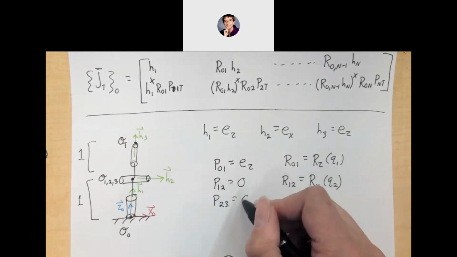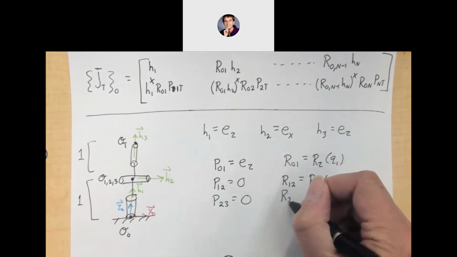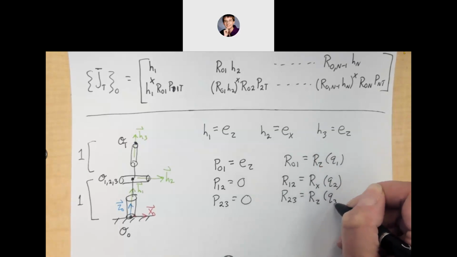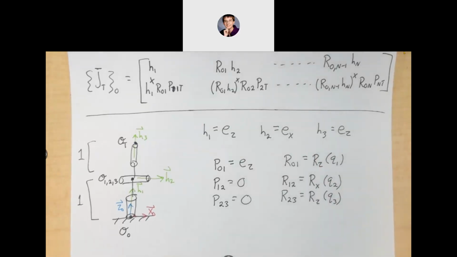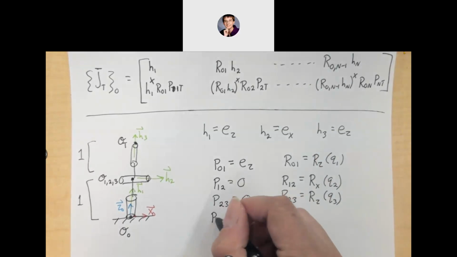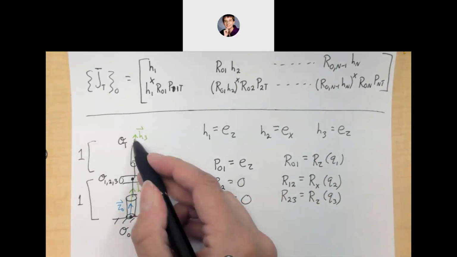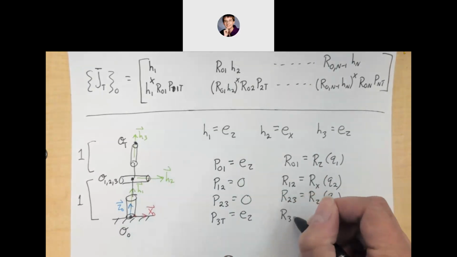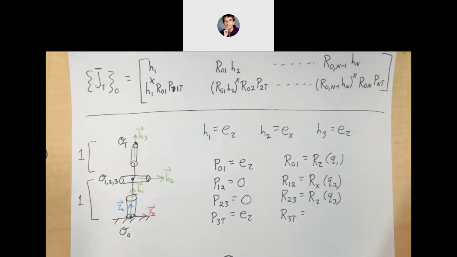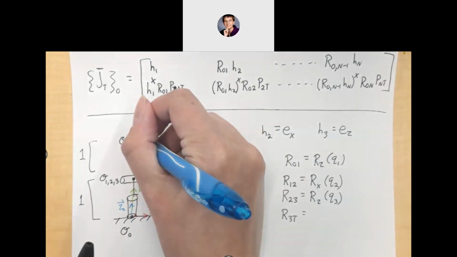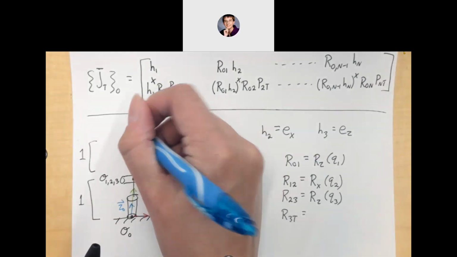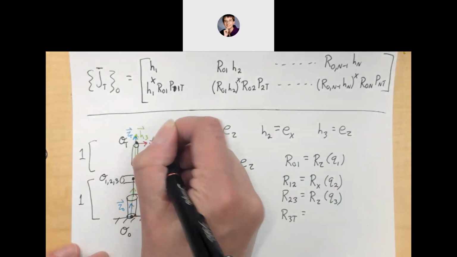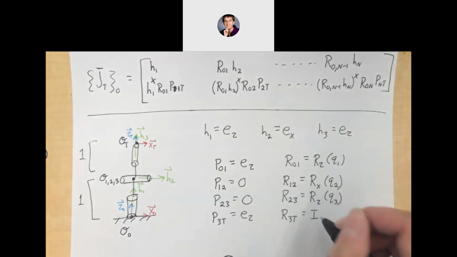P23, once again, we're in the same spot. R23 is a rotation H3 of Q3. P3T, we're going a distance of 1 along EZ. And R3T, I'll say we'll keep our axes in the same direction. So this is just identity.